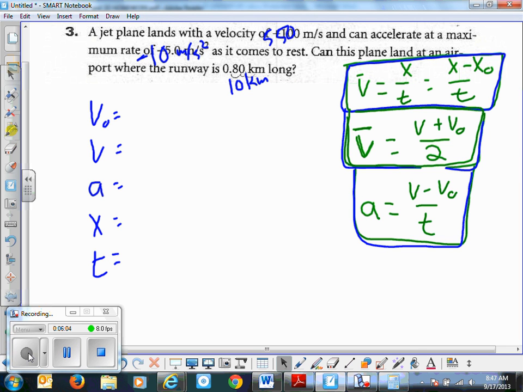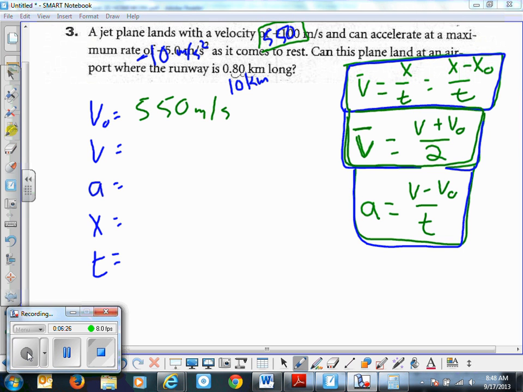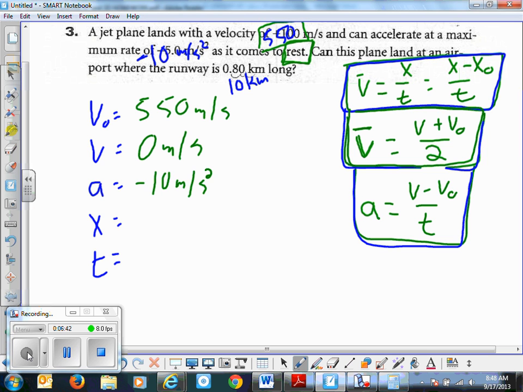Okay, so what is your v sub naught in this new question? Yes, for this new question, the initial velocity is 550 meters per second, which is really, really fast. And what is your final velocity then? Yeah, your final velocity is right here, rest. So you want this thing to come to a rest, so you have to know rest is 0 meters per second. What's your acceleration? Yes, negative 10 meters per second every second.